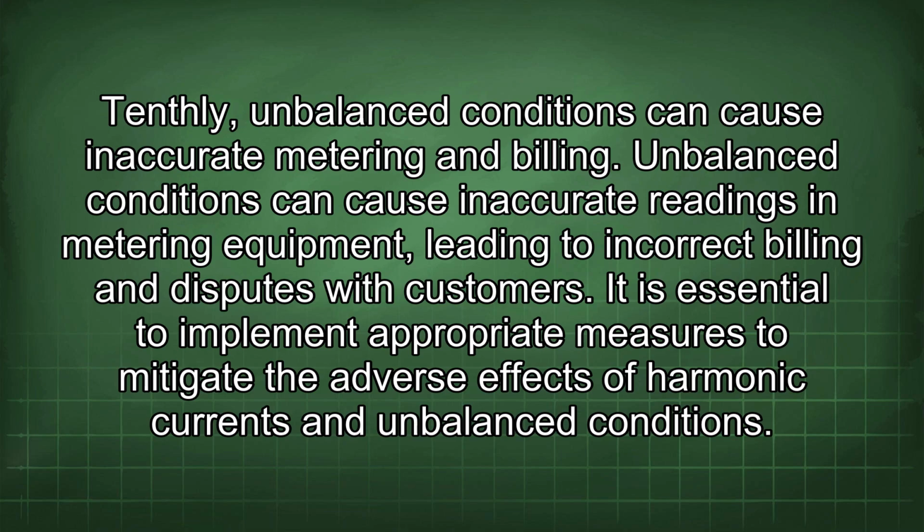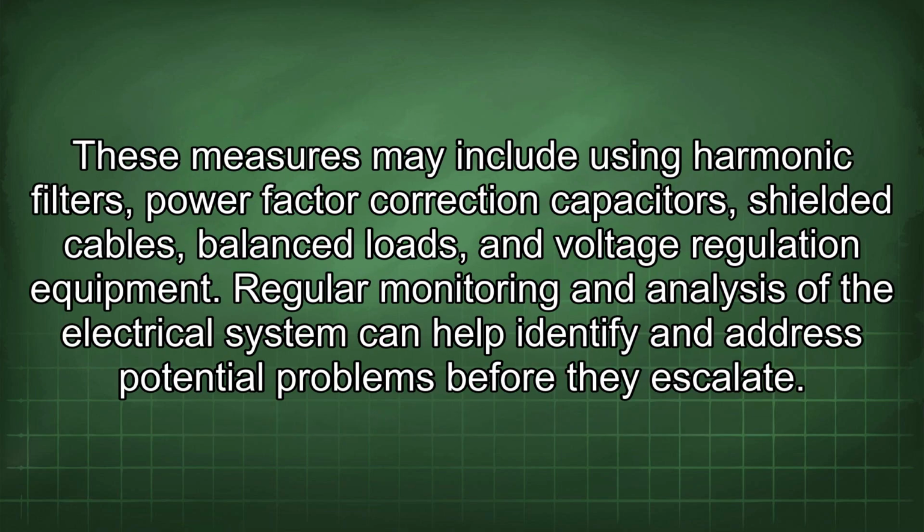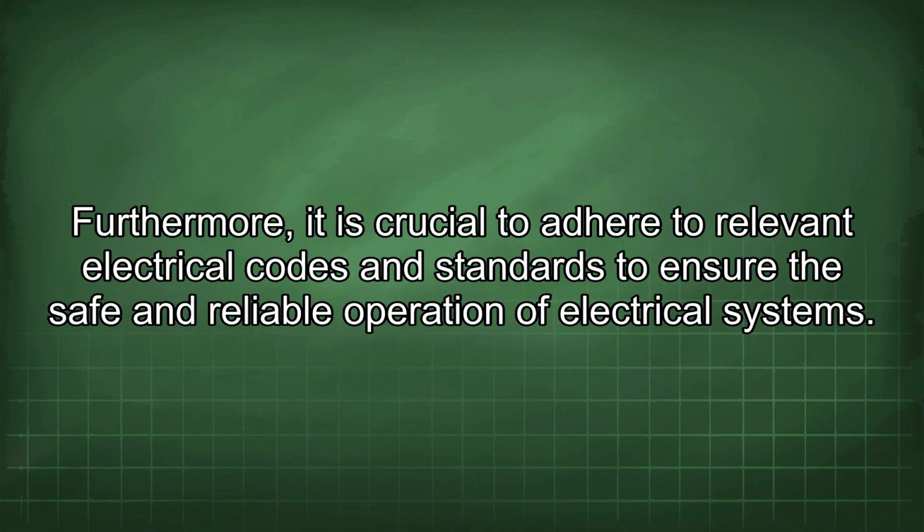It is essential to implement appropriate measures to mitigate the adverse effects of harmonic currents and unbalanced conditions. These measures may include using harmonic filters, power factor correction capacitors, shielded cables, balanced loads, and voltage regulation equipment. Regular monitoring and analysis of the electrical system can help identify and address potential problems before they escalate. Furthermore, it is crucial to adhere to relevant electrical codes and standards to ensure the safe and reliable operation of electrical systems.